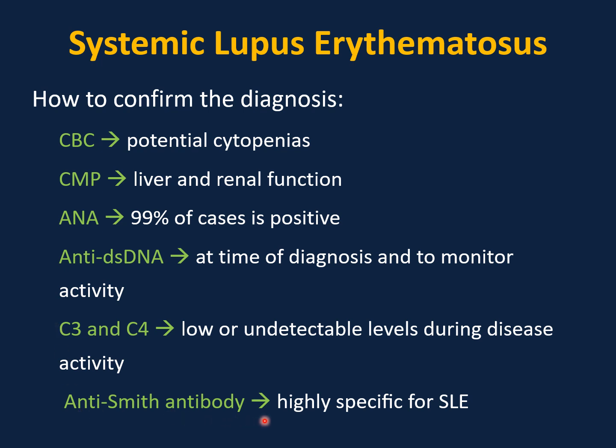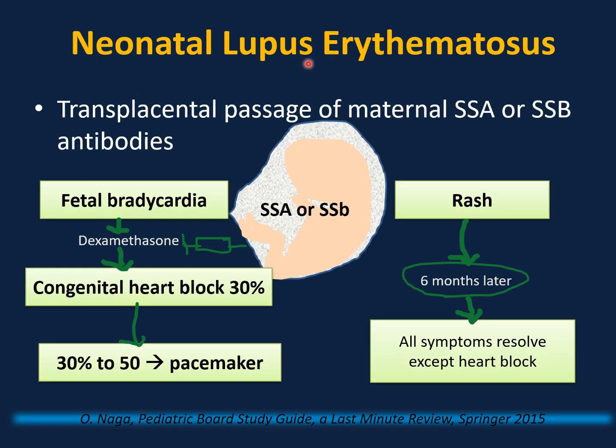Anti-Smith antibodies are positive in 50% of the cases of systemic lupus. They are highly specific for systemic lupus erythematosus, but it is not a good test to order to monitor activity because it may remain elevated. Neonatal lupus erythematosus is because of transplacental passage of SSA or SSB from the mother to the fetus.